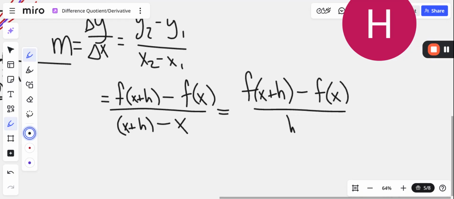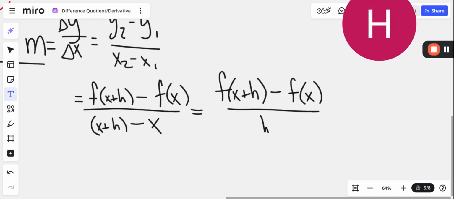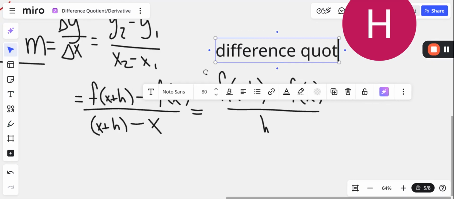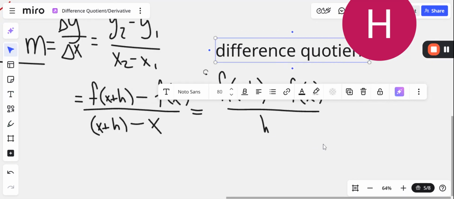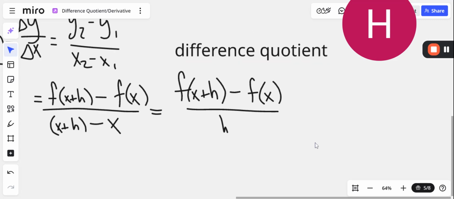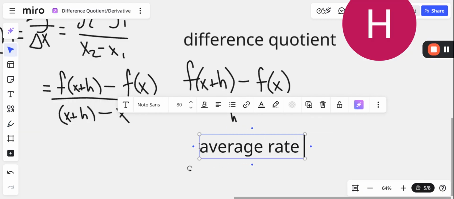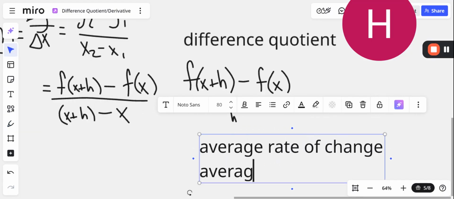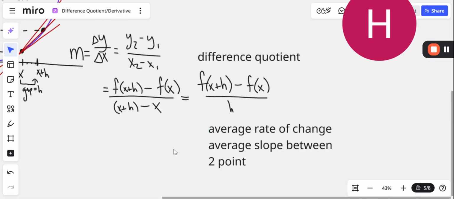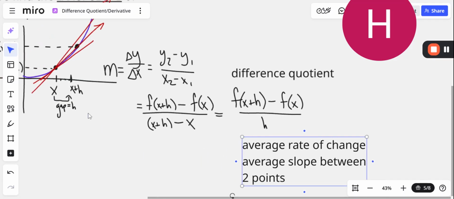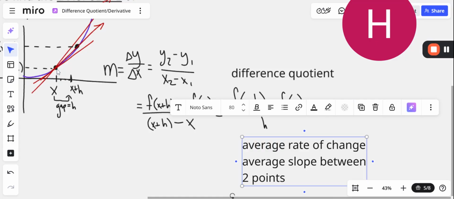And you may have seen this. It's called the difference quotient. And what the difference quotient represents in this case is the average rate of change, or the average slope between 2 points, which still is not a tangent line because a tangent line only sits on 1 point.